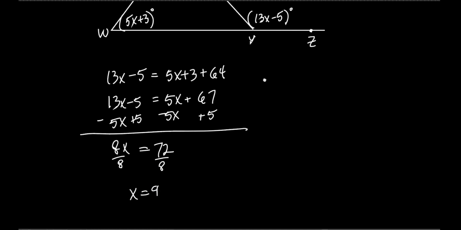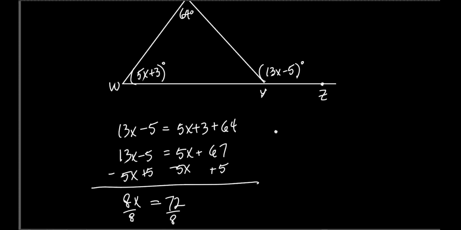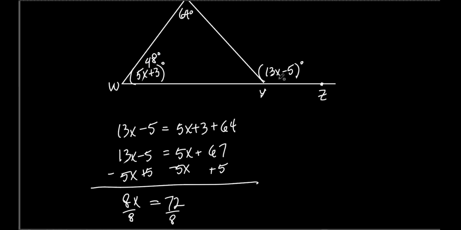Okay. It's not really what they're asking for. They're asking you to find all the missing angles. So now what can you do? x is 9, so you can put it in for this. Let's just do this in our head. 5 times 9 is 45. Plus 3 is 48. So that angle's 48. You could just add these up and it's going to equal this angle, right? So let's add up 64 and 48. That's 112.